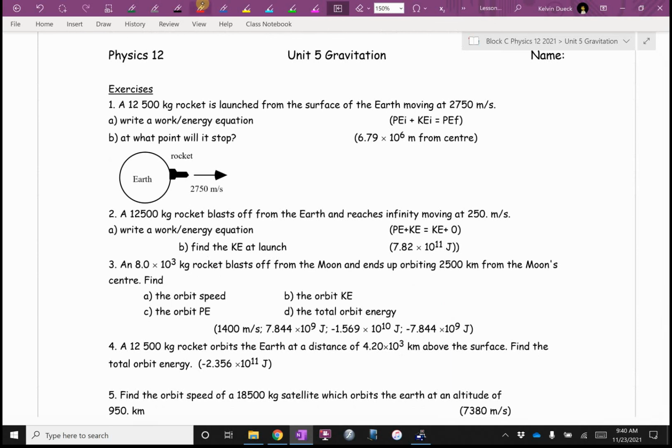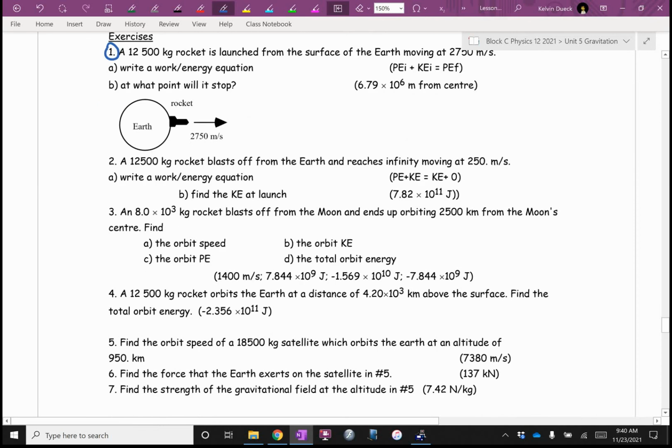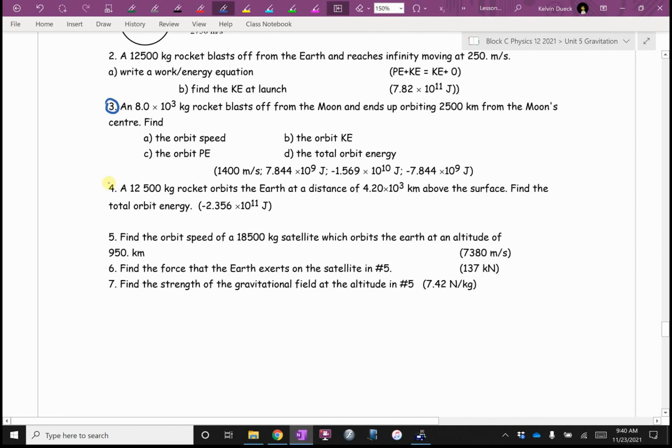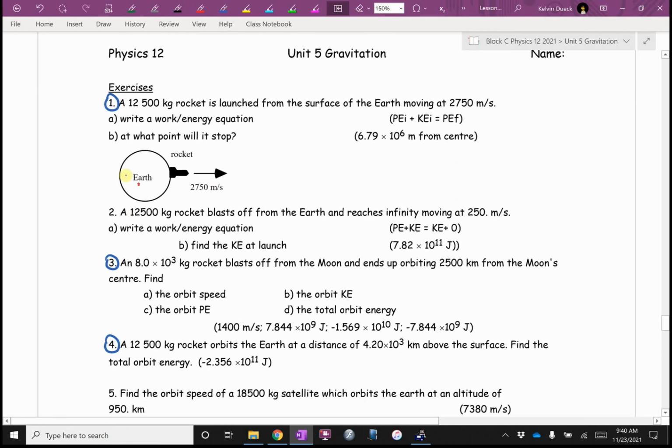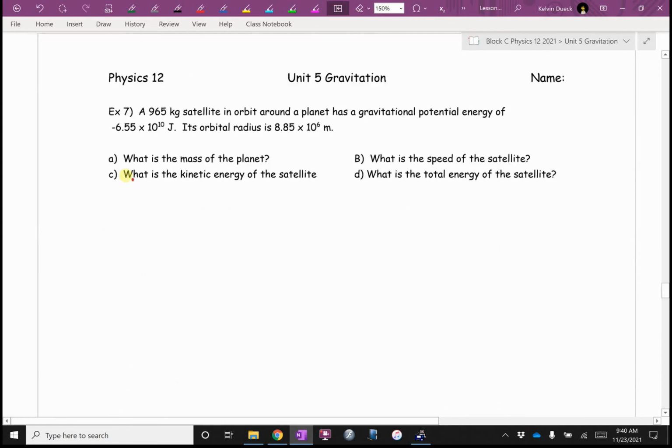If you want to get a head start on the homework, you can try number 1. Don't put your stuff away yet. You can skip 2. You can try number 3. You can try number 4. And I'll assign some more when I finish this lesson off tomorrow. Okay?